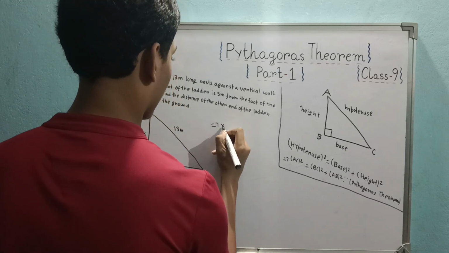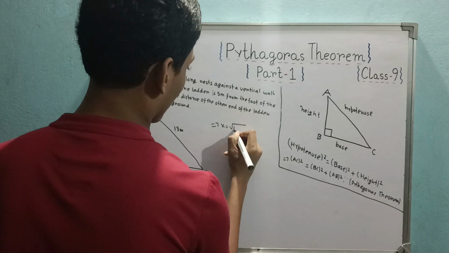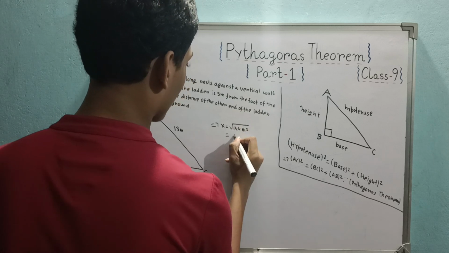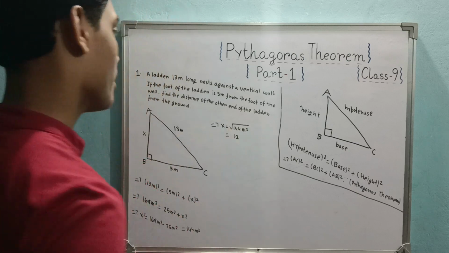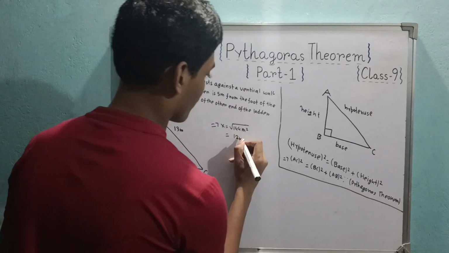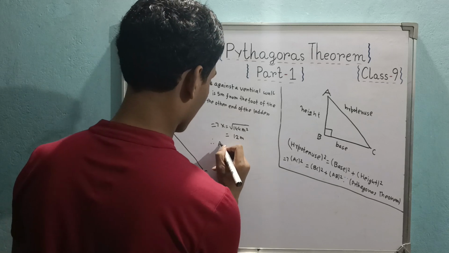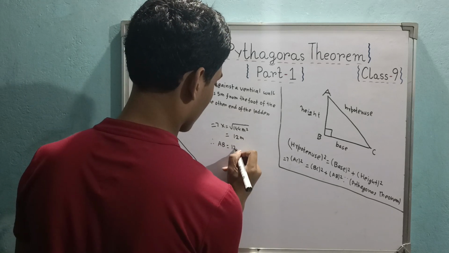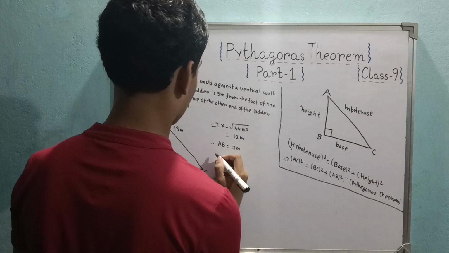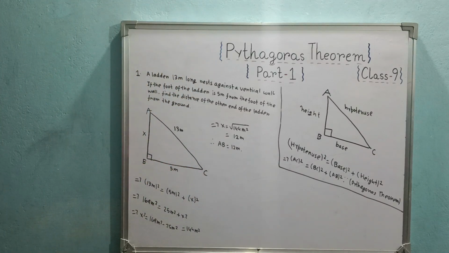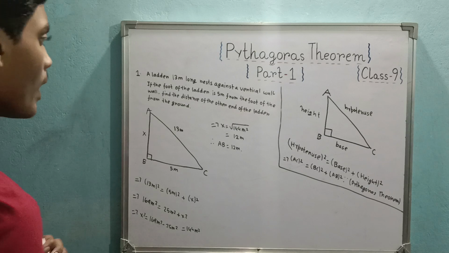Or X will be equal to root of 144 meters square. Root of 144 is 12, and the square root of meter square is meter. Therefore, AB equals 12 meters. That is what we have to find. Okay, so this will be the answer: AB equals 12 meters. So I hope you could understand.